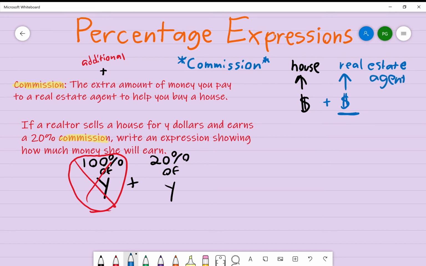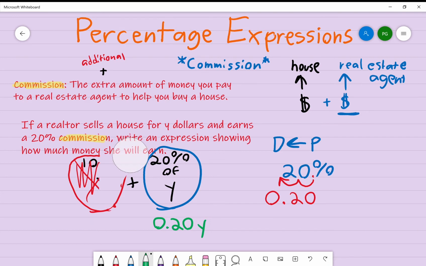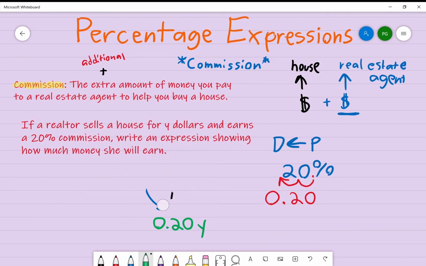Okay, so if the realtor sells a house for Y dollars and earns a 20% commission, write an expression showing how much money she will earn. The realtor isn't earning any of the original amount of money, so the realtor is only earning 20% of Y. 20%, well, we're going from percent to decimal, that's right to left. We take the 20%, we find the decimal point at the end, and we're moving it 2 spaces to the left, that's 0.20, and that's going to be 0.20 times Y. That's my answer, that's my expression. The realtor is going to earn 0.20 Y, 20% of Y, okay? Let's do another example.